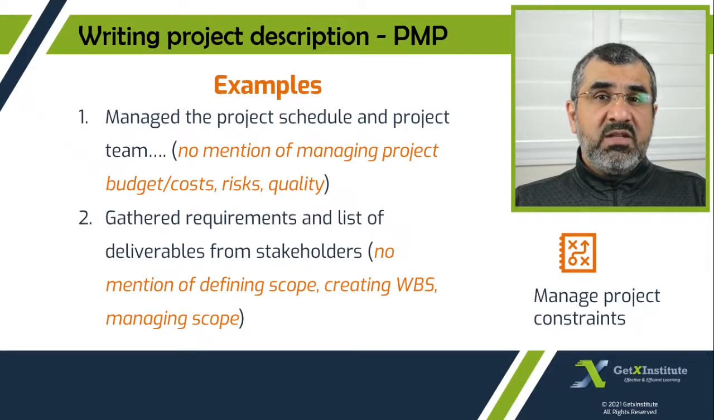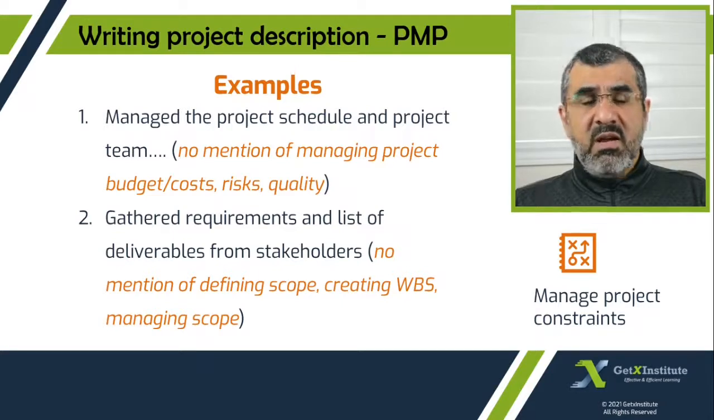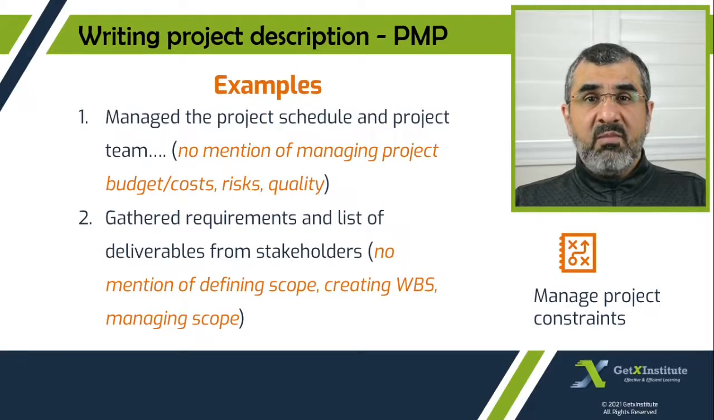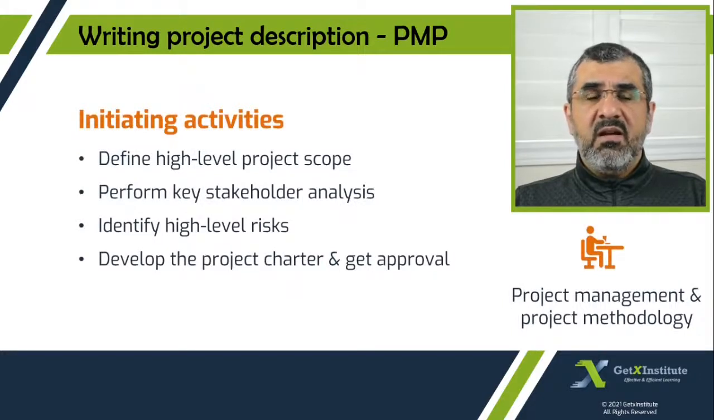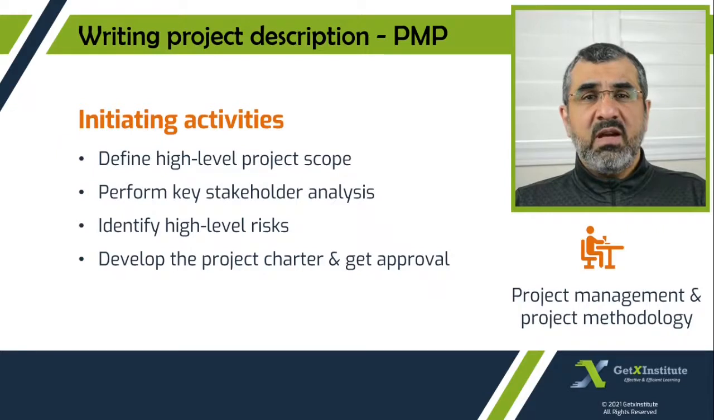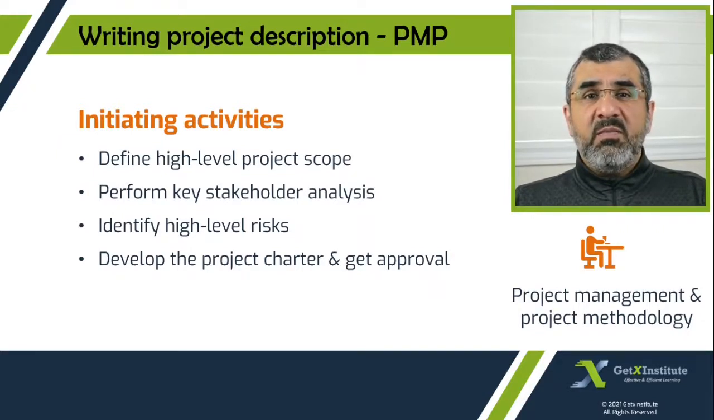So at this stage, you should be wondering then, what do we need to write? One thing is you have to write whatever project management you did. I mean, be truthful. I'm going to share with you some activities as examples that can be written in the project description. So looking at initiating activities, the examples are define high-level project scope, perform key stakeholder analysis, identify high-level risks, and develop the project charter and get approval.